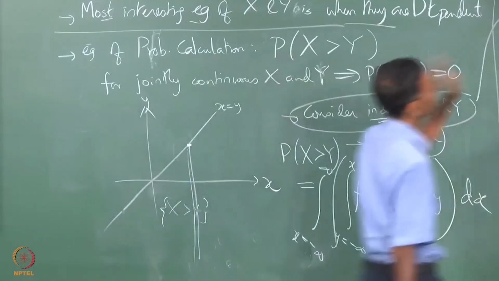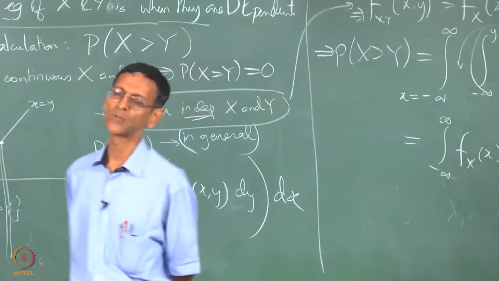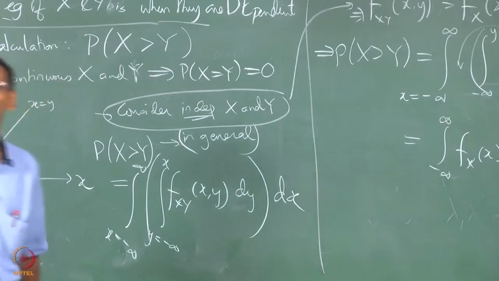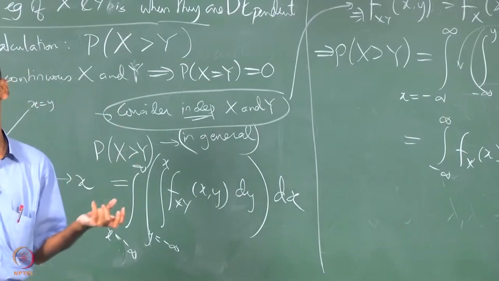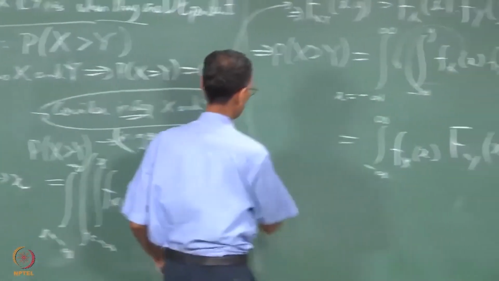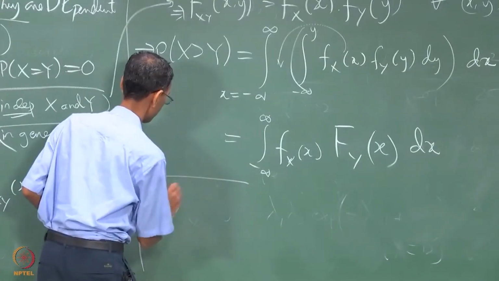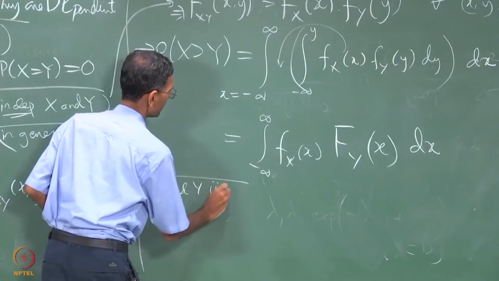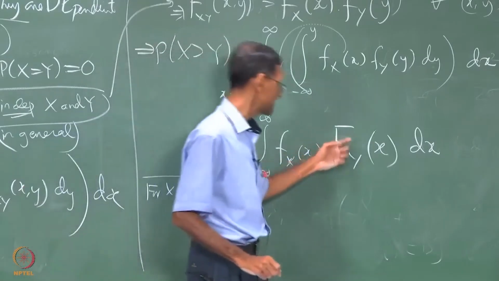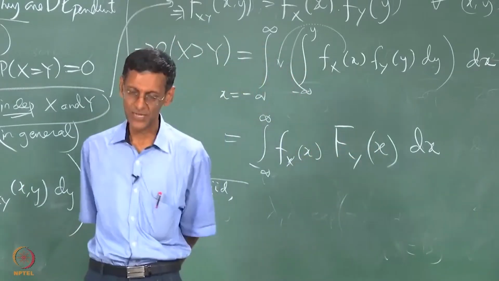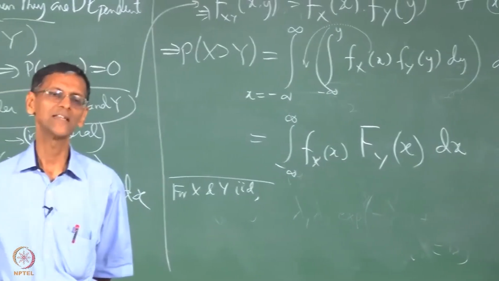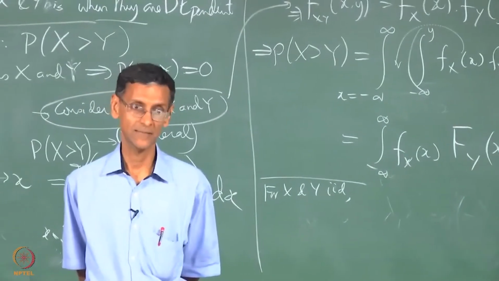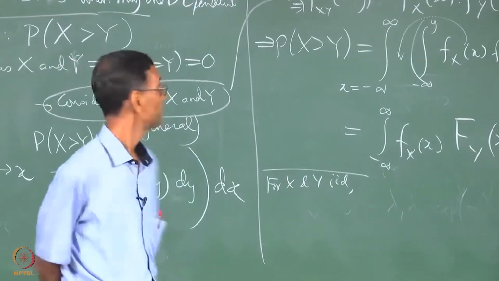But here, supposing I take the IID case now. I have said they are independent. Now to make it even simpler, supposing I want to bring in one more restriction. I want to say that they are IID. For IID, what happens is this Fy of x becomes what? Supposing I just want to look at only x. Fy of x is identical to Fx of x. So the second integral upper limit is x.